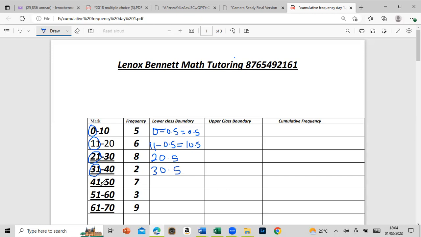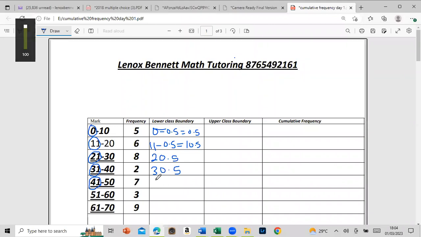Why would that be the lower class boundary for this one, guys, from 41 to 50? It's 40.5. Let's check to ensure that you guys are following. You continue and subtract 0.5 from this. Similarly, we can just cut it short. Normally you would go to about 10 rows, but this is just an example, not too long and drawn out.